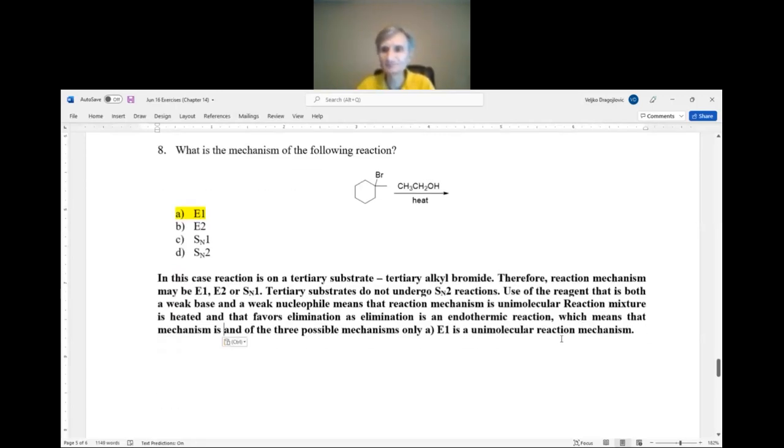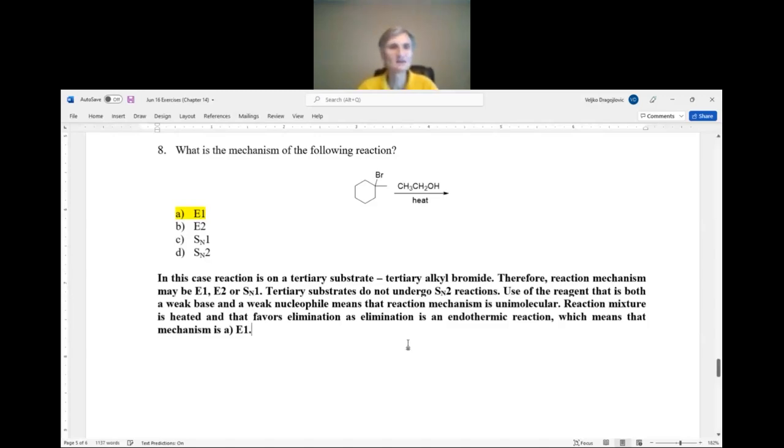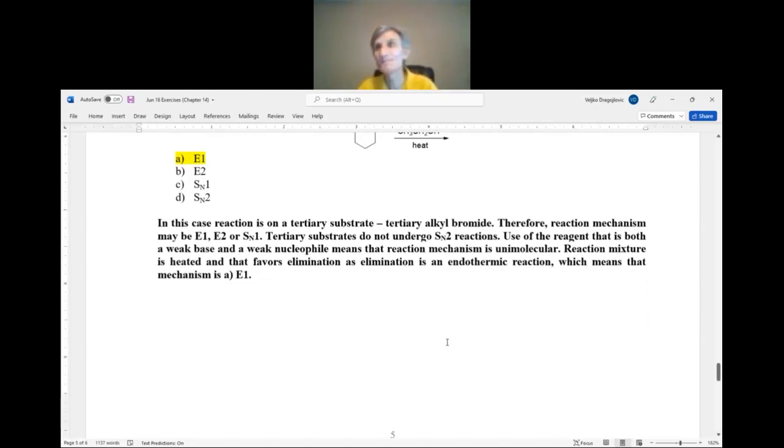So the reaction mechanism is unimolecular. The reaction mixture is heated, and that favors elimination. So which means that the reaction mechanism is E1. Okay, so fixed. Okay, let's see if there are any questions.